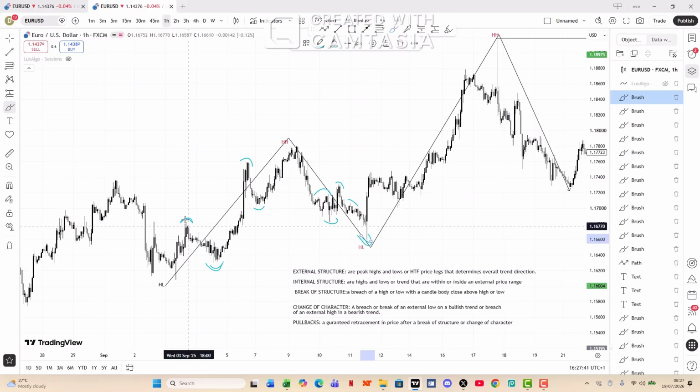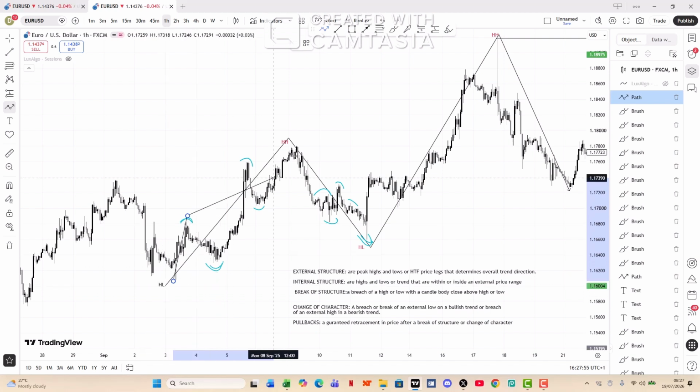So these are multiple structures. There's a structure inside a structure, an internal structure and an external structure. The internal structure is this structure right here, this overall higher low, the overall higher high, and the overall higher low and higher high. All right, so this is the internal structure.